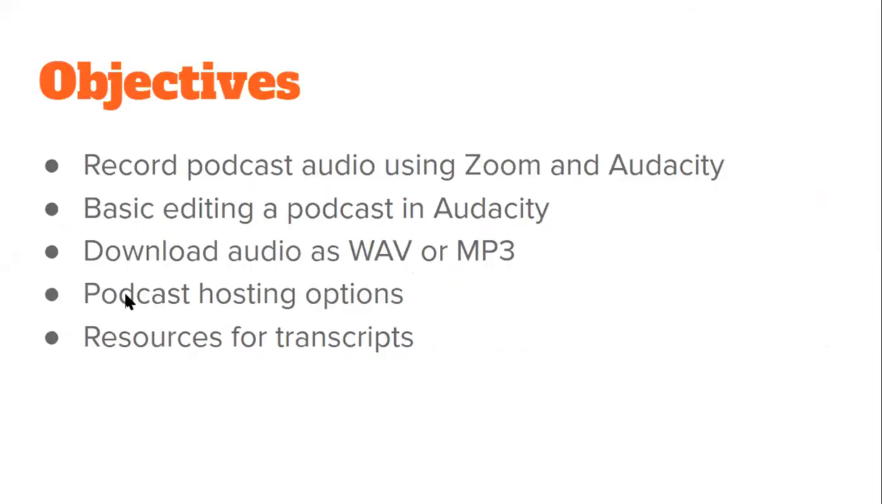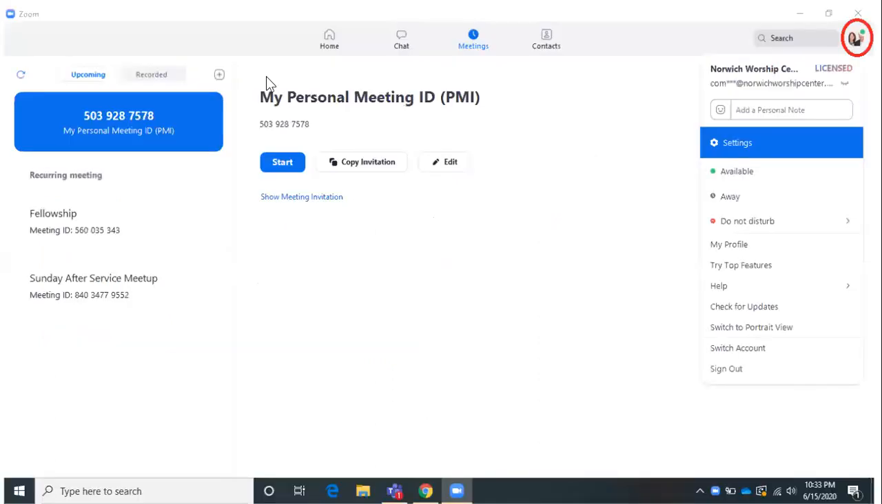So this lesson will show you the basics on how you and/or your students can create podcast episodes. We're going to record podcast audio using Zoom and Audacity. We're going to do some basic editing of that audio in Audacity. We're going to download the audio out of Audacity as a WAV or an MP3. We're going to discuss a little bit about podcast hosting options and then resources for transcripts.